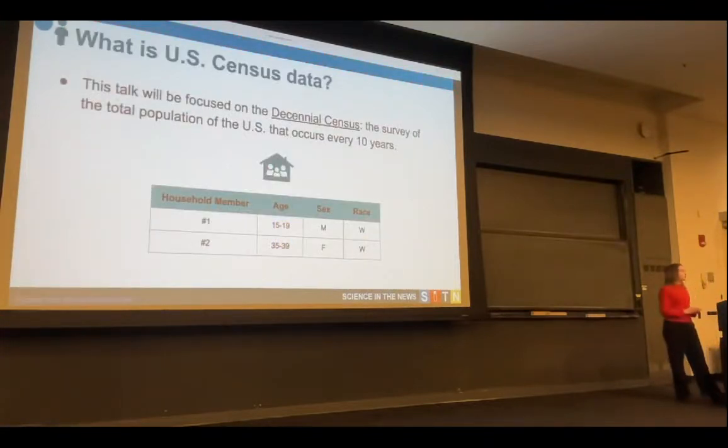So I thought a good place for us to start was just by defining exactly what US Census data is. And for the purposes of this talk, we're going to be focusing on decennial census data. The decennial census surveys the entire population of the United States, and it occurs every 10 years. In the survey, they collect information about household size, and then for each member of the household, they collect information about their age, sex, and race.